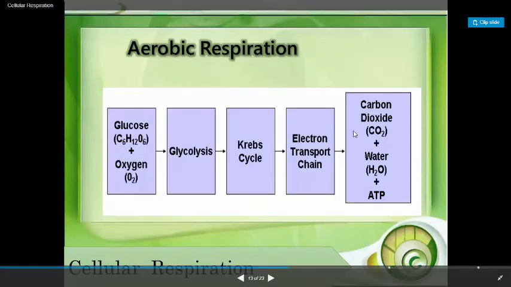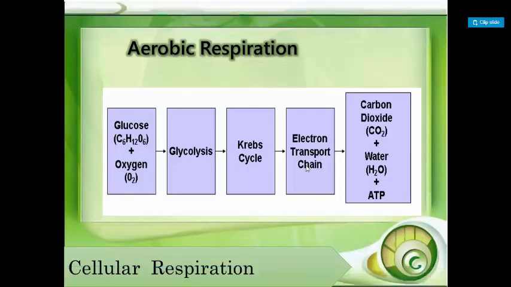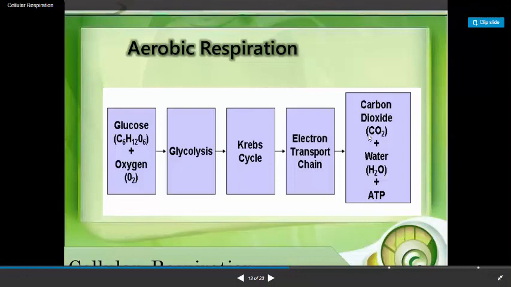So these are the steps. The glucose, C6H12O6, with the oxygen, because this is happening in the presence of oxygen within the mitochondria. By glycolysis, it's going to be broken down into lactic acid, and then it's going to go to the Krebs cycle. The Krebs cycle feeds the electron transport chain, which transports the electrons and produces movement inside the mitochondria, and then we get carbon dioxide, water, and ATP. This is the most important need of cellular respiration: the breaking down of sugar in order to produce energy.